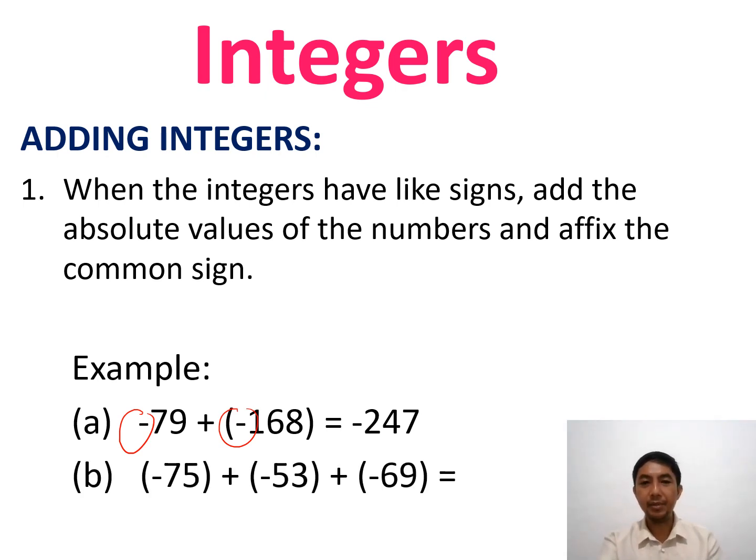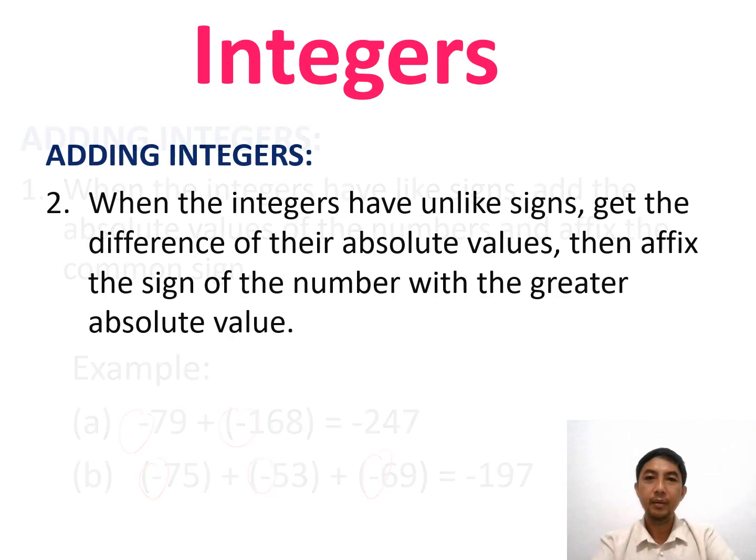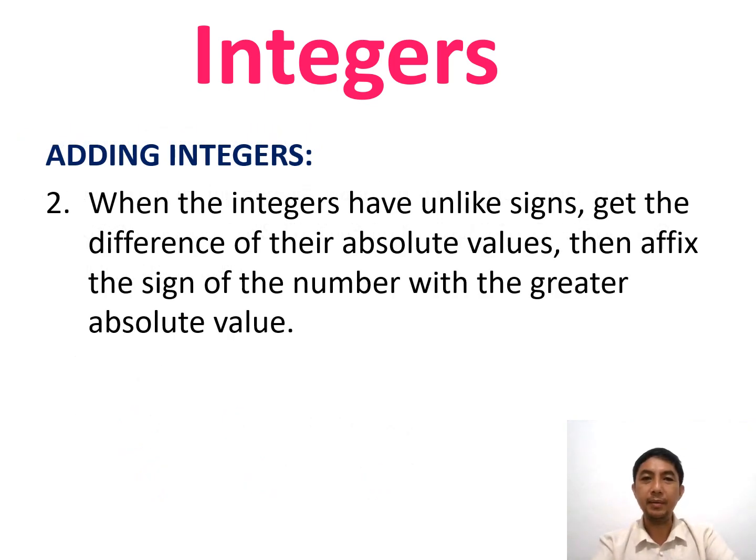How about this one? Negative 75 plus negative 53 plus negative 69. All numbers are negative, so therefore we are going to add the three numbers. So 75 plus 53 plus 69 will give us 197. But all the numbers are negative, so we copy the common sign, which is negative. So the final answer is negative 197.